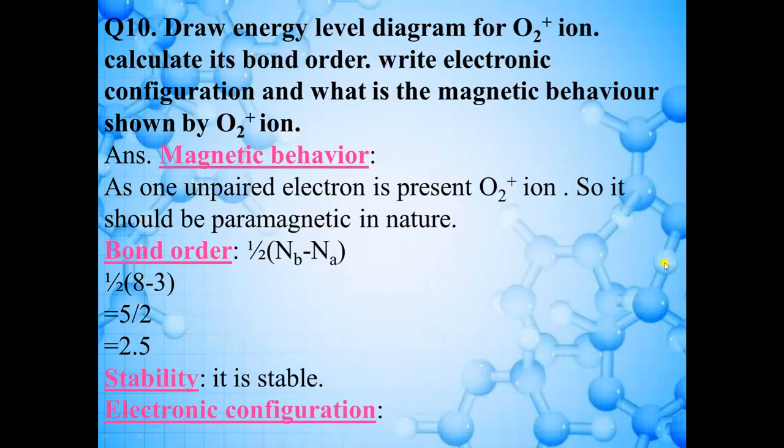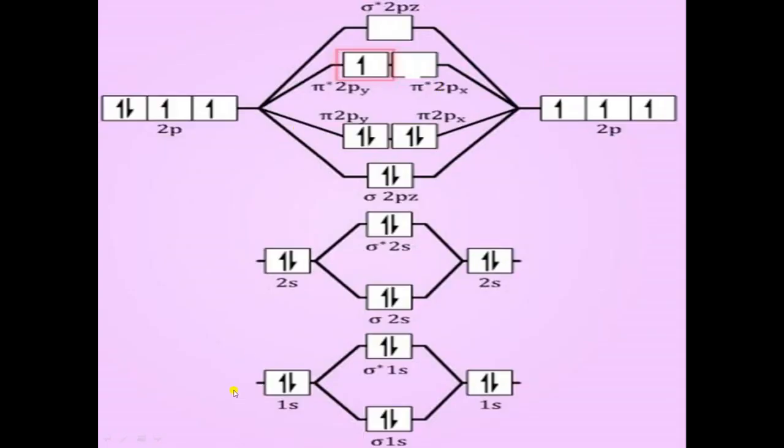Now next is the O2 positive ion. For the O2 positive ion, on one side we will take an oxygen atom and on the other side we will take an oxygen positive ion. In the oxygen atom a total of 8 electrons are present and in the oxygen positive ion a total of 7 electrons are present. So 2 plus 2 plus 4, that is 8 electrons, and 1s2, 2s2, 2p3, because there is one positive charge on oxygen, that is why 3 electrons are present here. So in total there are 7 electrons.